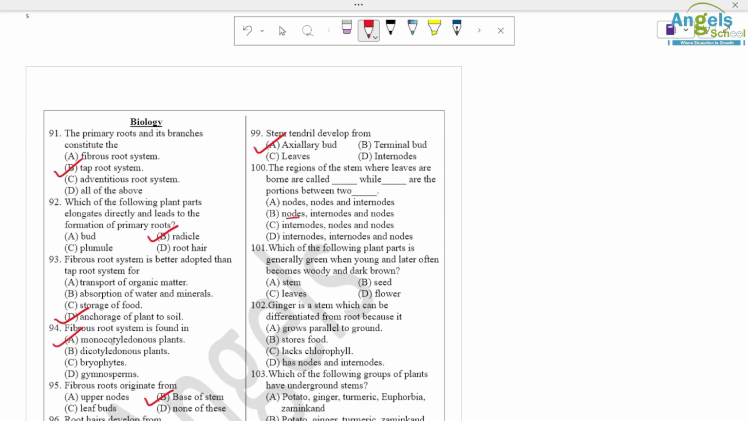Okay, so the option is node, internode, and again node. B option is correct. Which of the following part is generally green when young and later often becomes woody or dark brown? So it is a region of stem. Ginger is a stem which can be differentiated from root because it has, okay, so it has a node and internodes, that's why it is a stem.